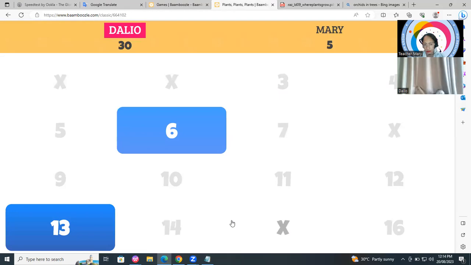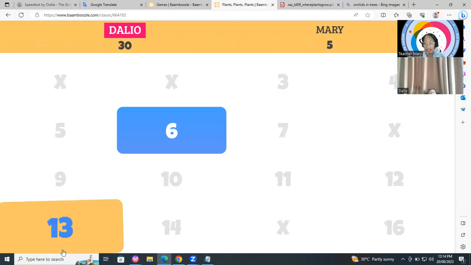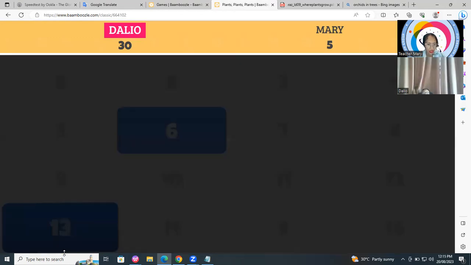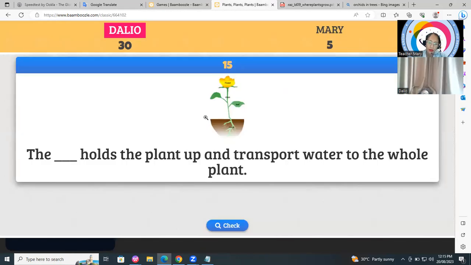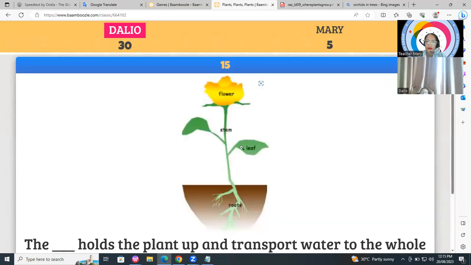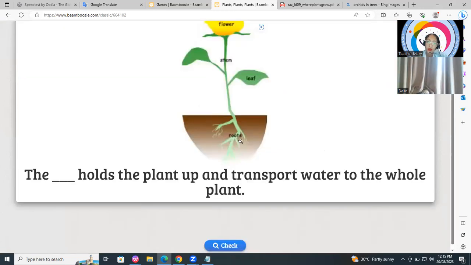Number 13. Can you say it again? 13. Great. Okay. The blank holds the plant. Read it, please. So what is your answer? Flower. Okay, so the answer in here is roots.